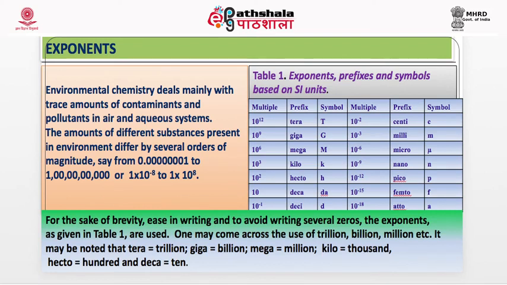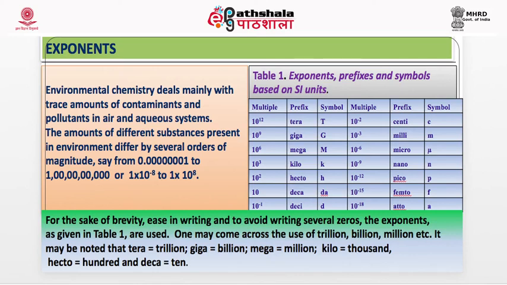This is the table. In this table, the values are given. 10 to the power 12 is tera. The symbol is capital T. 10 to the power 9 is giga. The symbol is G. 10 to the power 6 is mega. The symbol is M. 10 to the power 3 is kilo. The symbol is small k. 10 to the power 2 is hecto, small h. 10 is deca, da. 10 to the power minus 1 is deci, d.